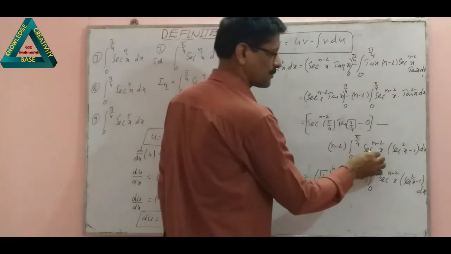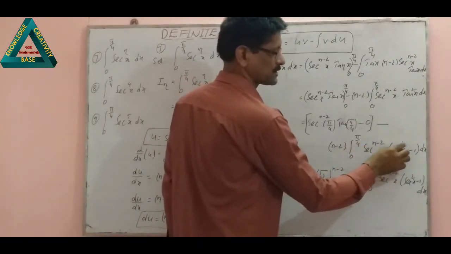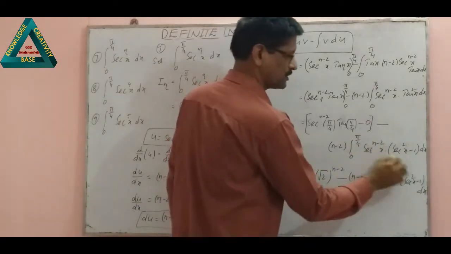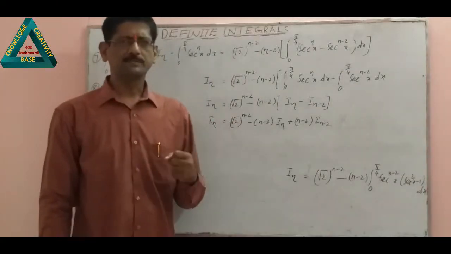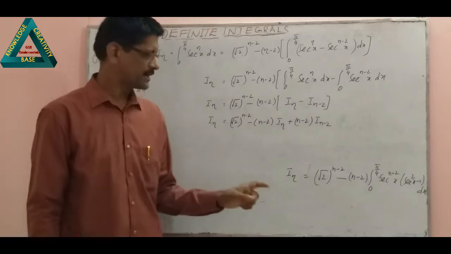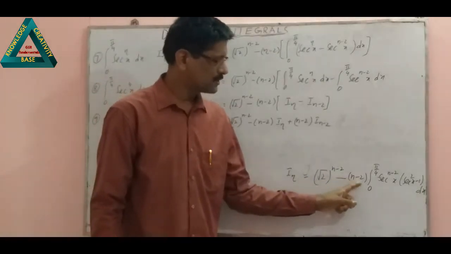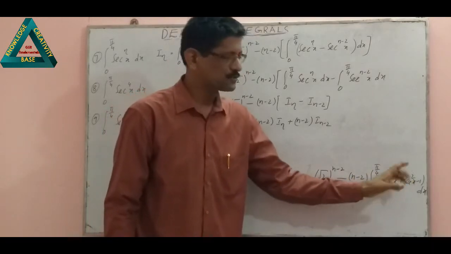Multiplying with secant power n minus 2 x into secant square x, that equals plus 2 minus 2, cancel secant power n x into dx minus 1 into this one. By using notation, what is notation? This notation. Okay, by applying integration by parts and simplification, we get In is equal to root 2 whole power n minus 2 minus n minus 2 into the integral 0 to pi by 4 secant power n minus 2 x into secant square x minus 1 into dx.